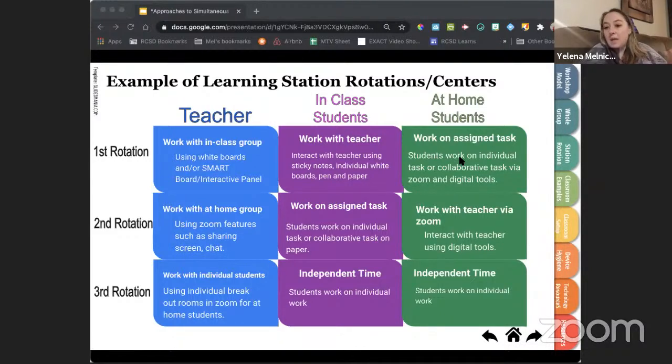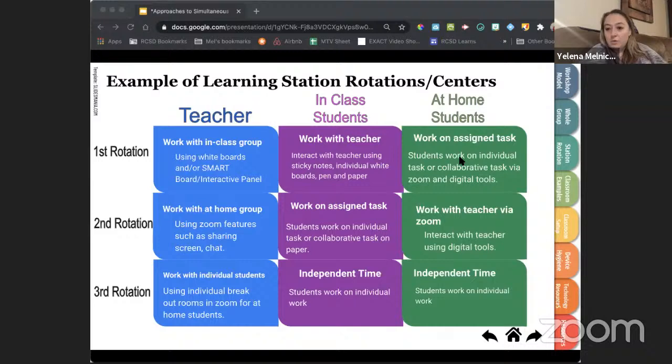Then you have students rotate. Again, this is just an example. As you rotate, the students in class are now set up to be working either collaboratively or individually. And of course, if I say collaboratively, we're still following the CDC guidelines. But then the at-home students are working with the teacher on Zoom. If the students at home were working on a previous assignment individually or collaboratively, this is a great time for a teacher to revisit that assignment, to not only hold students accountable, but answer some of those questions, or address some of those misconceptions with the students.